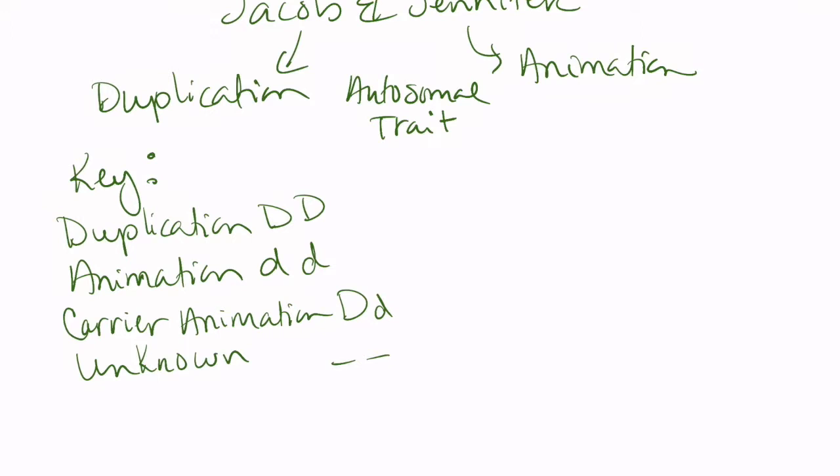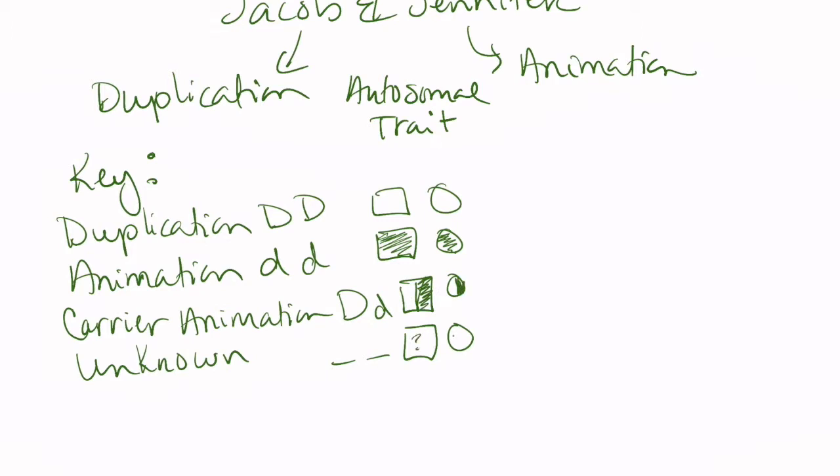So we also need some symbols for male and female. So male, female. For duplication, we do not shade it in. For animation, the recessive trait, we completely shade it in. If you're a carrier of animation, we half shade it in. And if you're unknown, we'll just do question marks. Okay, so there's our key.